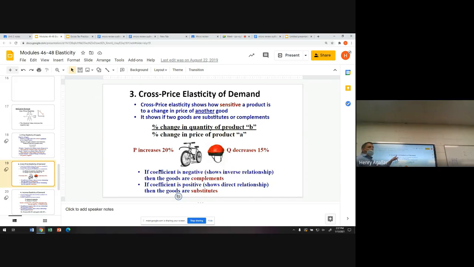What's the point? We want to know how the price of one good affects the demand for the other. We want to know if they are complements or substitutes. That's it. If you know the concept, easy. What always goes on top? What did I say? Is it the quantity or the other? Percent change in quantity, but it's of one good, good B, the second good, over percent change in price of the original good. Okay?